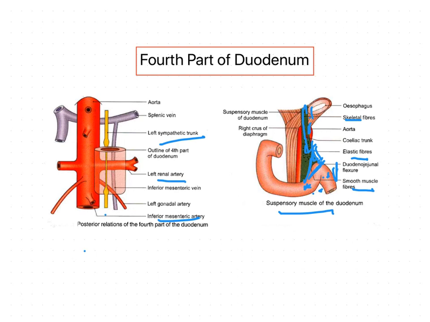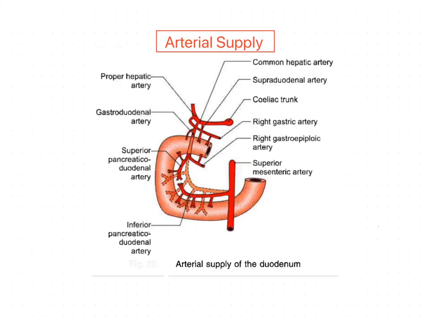Now we will see the arterial supply. The arterial supply of the duodenum is done by the superior pancreatico-duodenal artery and inferior pancreatico-duodenal artery. So this is the inferior one, and this one is the superior one.